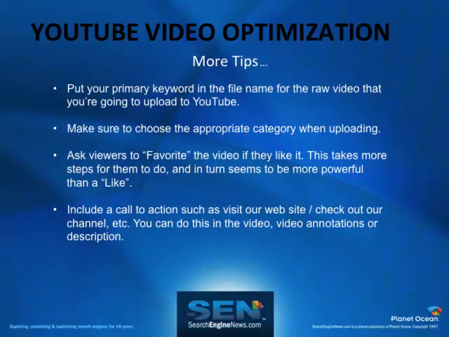Ask viewers to favorite the video if they like it. This takes more steps for them to do, and in turn seems to be a little more powerful than a like. Include a call to action, such as visit our website, check out our channel, follow us on Twitter, visit our Facebook page, whatever. Try to get an action result from them viewing this video. You can do it in the video, as far as the audio and video, you can actually physically ask them to do it. You can make a video annotation on the video itself, or you can include this in the description. I think it's probably a little more powerful if you do it in the video itself or with the annotation, because people don't always read the descriptions that well.